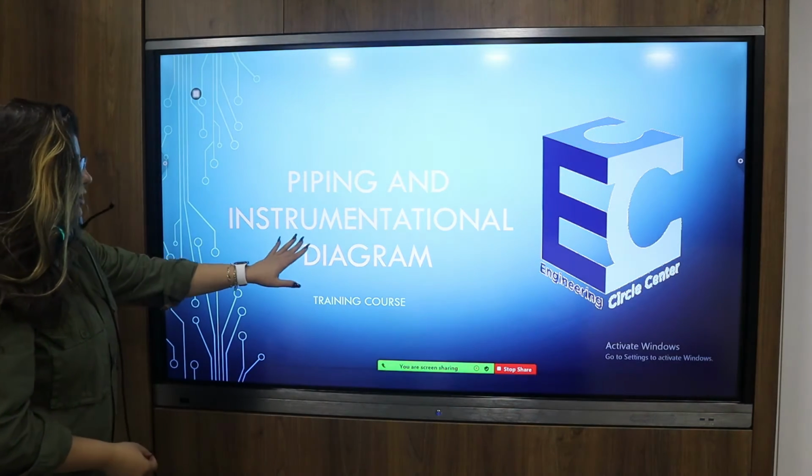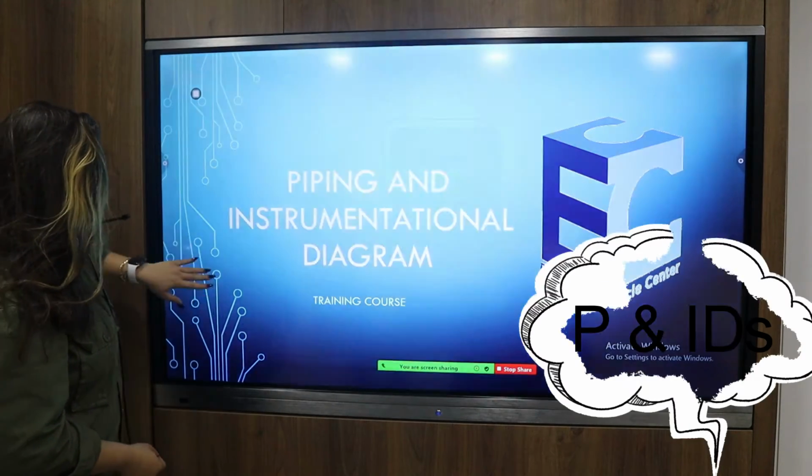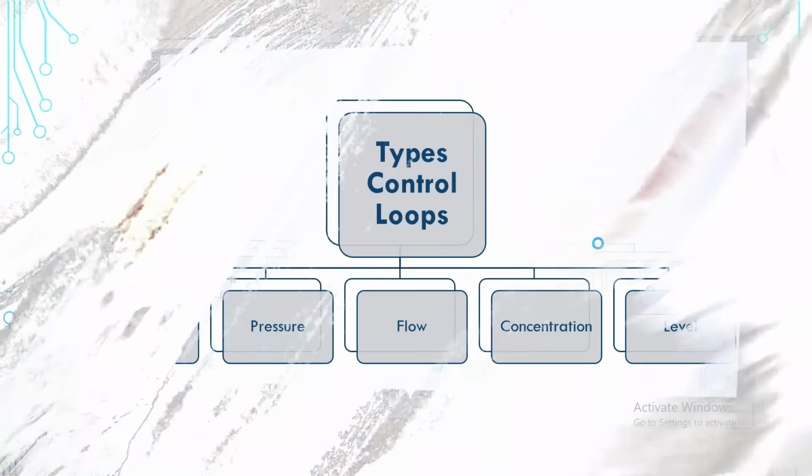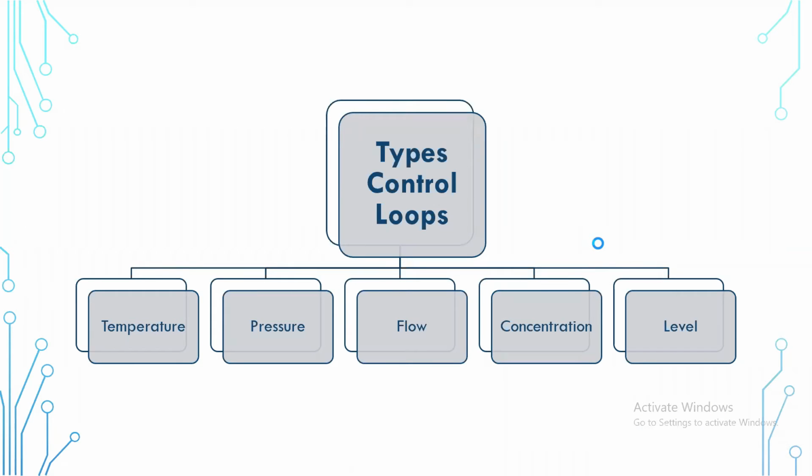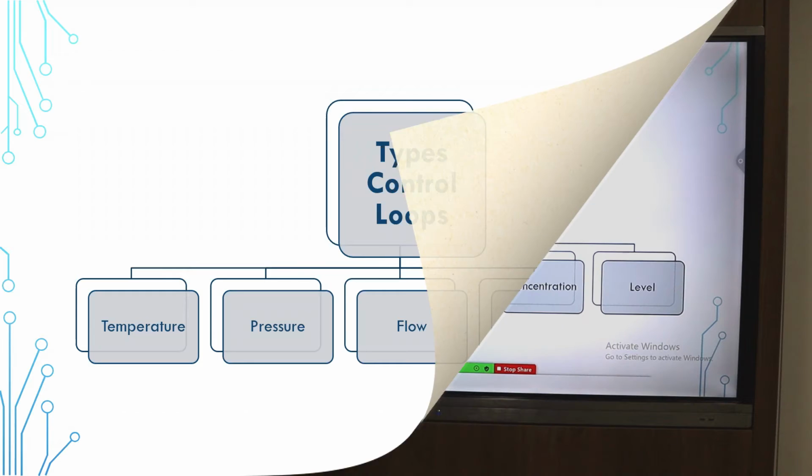So piping and instrumentation diagram, هم ال P&IDs. First, we're going to talk about the types of control loops. Of course, we know that P&IDs contain control loops. هذول control loops, they have different purposes. So today we're going to talk about the types of control loops and an example on each type of control loop. The types of control loops are temperature, pressure, flow, concentration, and level.